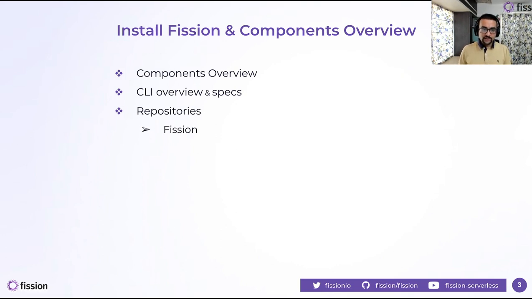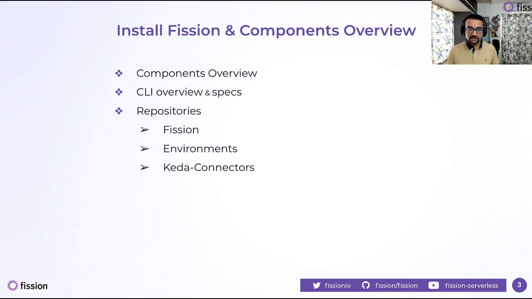Now, if you look at the repositories, there are three main repositories in the Fission organization. There is Fission core, which has the core source code of Fission. There's environments, where all the environments like Node.js or Golang or JVM reside. You can also custom build your own environments on top of those. And then there are KEDA connectors. KEDA connectors are primarily used for invoking functions when there is a message in the message queue, and those connectors are actually pretty generic. You could use them irrespective of Fission. For example, if a message arrives in a message queue, you can call an HTTP endpoint and provide all those things as environment variables to those connectors.